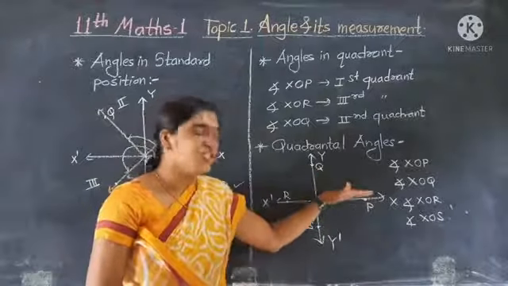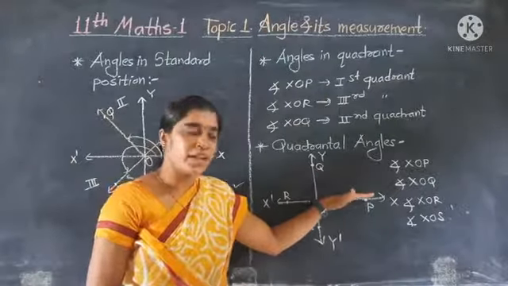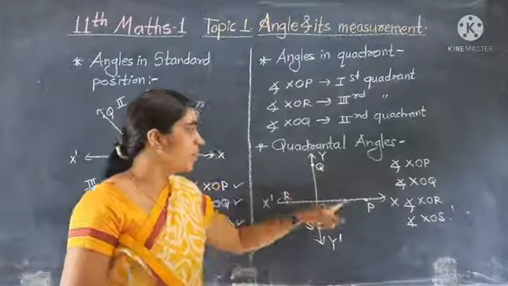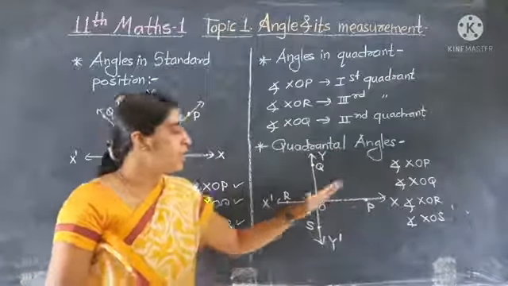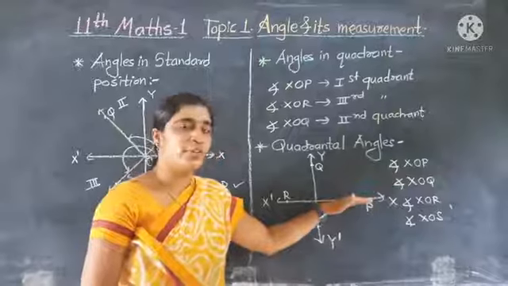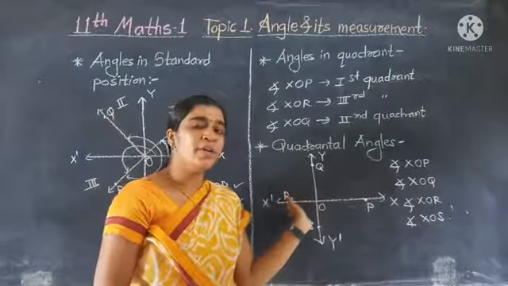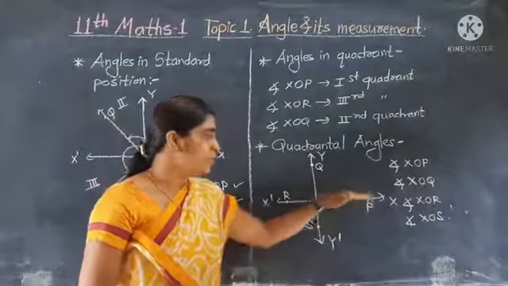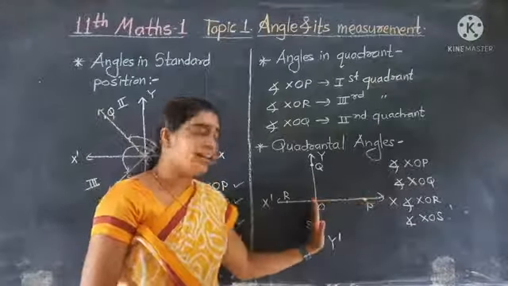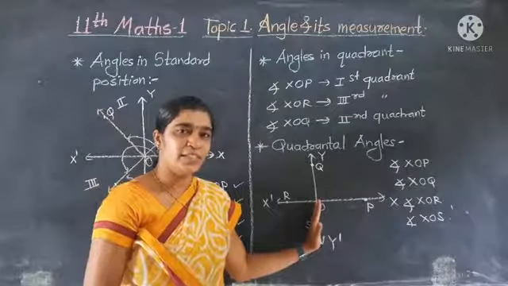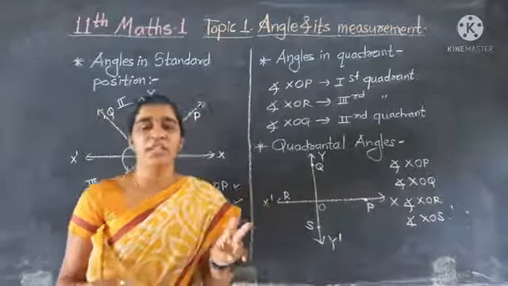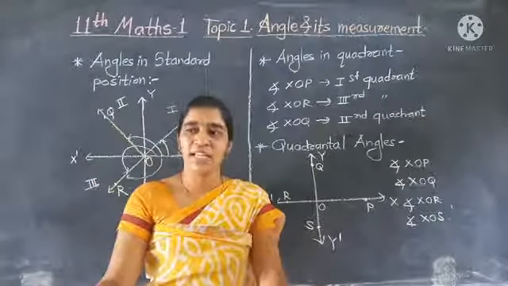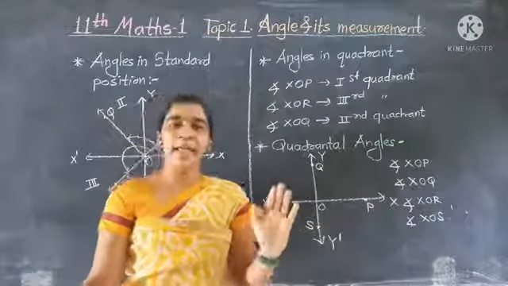XOQ: the initial arm is on the positive x-axis and the terminal arm is on the positive y-axis. XOR: the initial arm is on the positive x-axis and the terminal arm is on the negative x-axis. And XOS: positive x-axis and the last, final arm is on the negative y-axis. So here both the initial and final arms are on the axis. So these angles are called quadrantal angles.